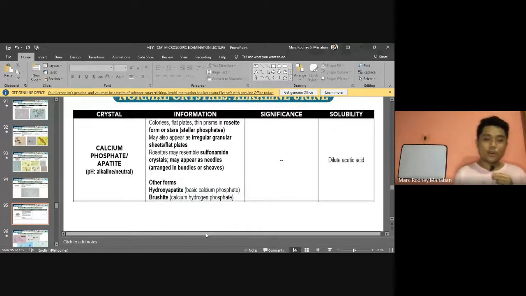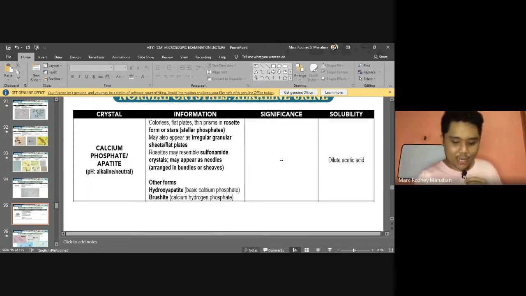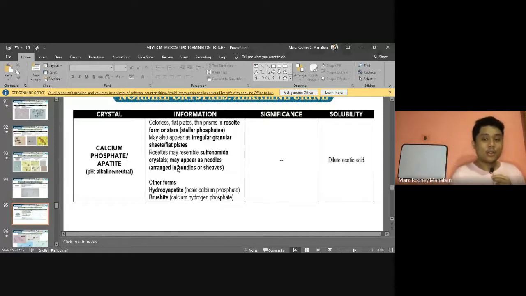Next, of course, you have calcium phosphate or your apatite. Okay, other name. Your calcium phosphate, again, may form rosette forms or stars. That's why it's called stellar phosphates. The stellar phosphate is your dibasic calcium phosphate. All right, dibasic. And the granular sheets or flat plates are the monobasic calcium phosphate. The rosettes may resemble sulfonamide and may appear as needles. That's why they look so similar. Both have crystals with needle appearance.